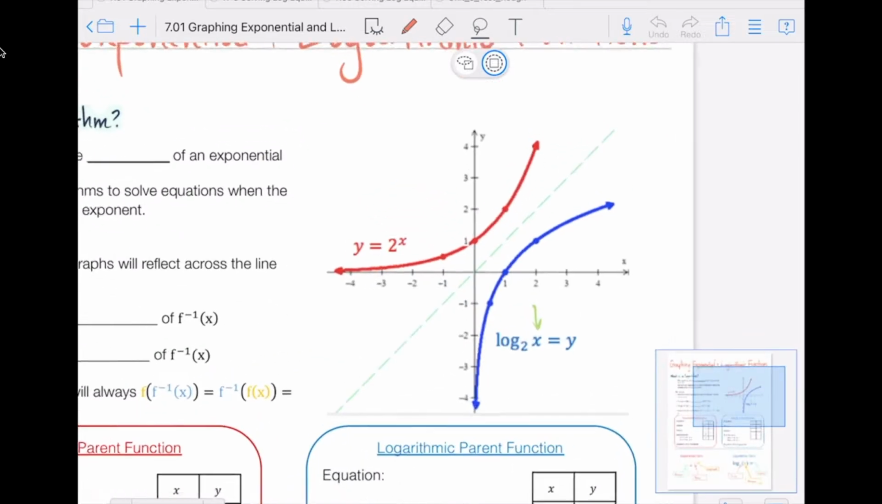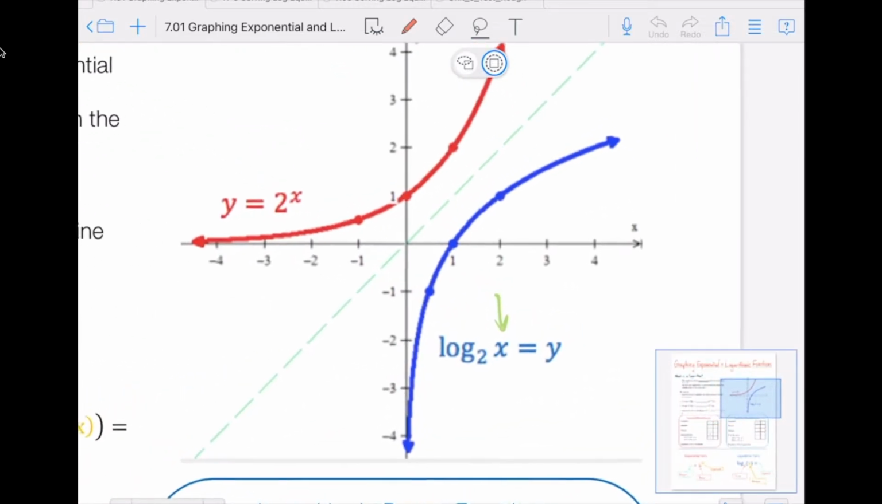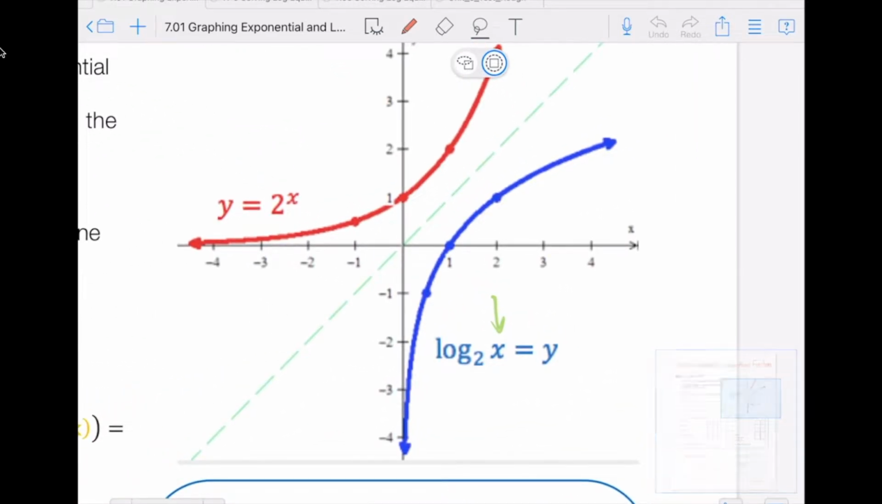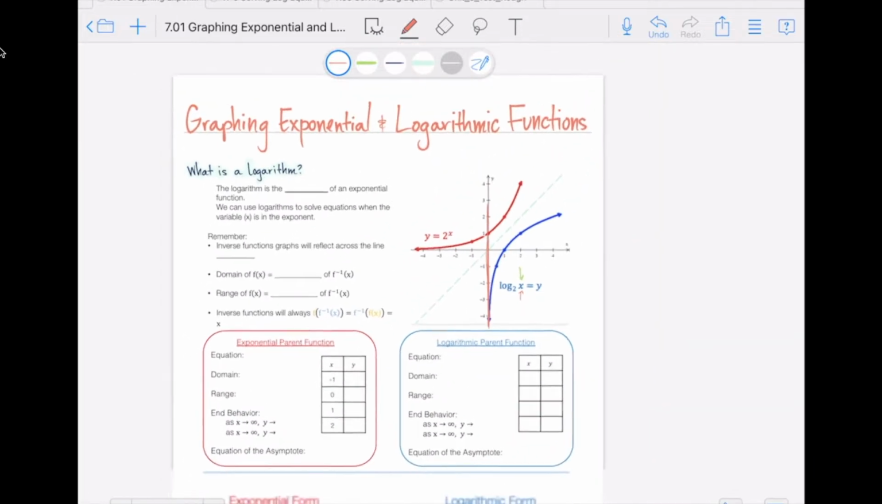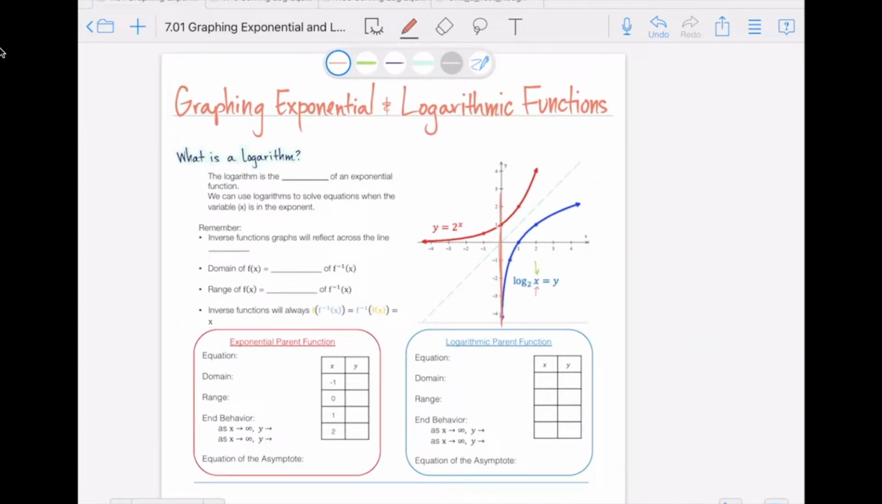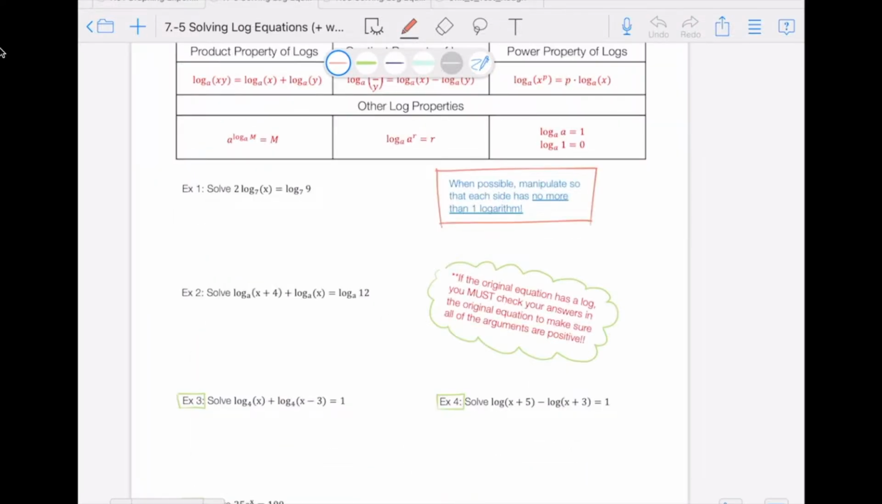If I go back to a logarithmic function, remember the domain restriction on logarithms is this vertical asymptote. So the x value right here cannot be 0 or negative. So we've got to make sure that none of our solutions include the number 0 or a negative number. So let's go back here.